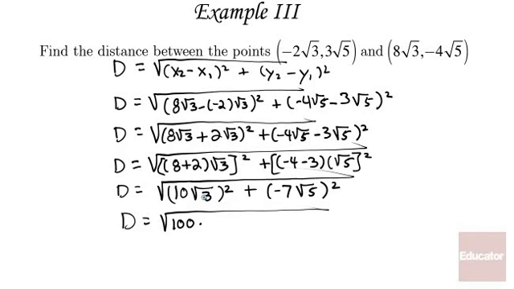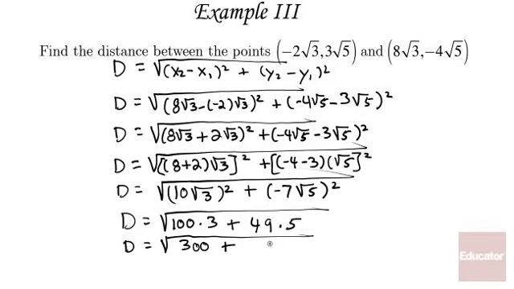Square root of 3 squared is 3. Negative 7 squared is 49. Square root of 5 times the square root of 5 is 5. So now it's getting much cleaner looking than we started out with. 100 times 3 is 300, plus 49 times 5 is actually 245. Add these two terms to get the square root of 545.